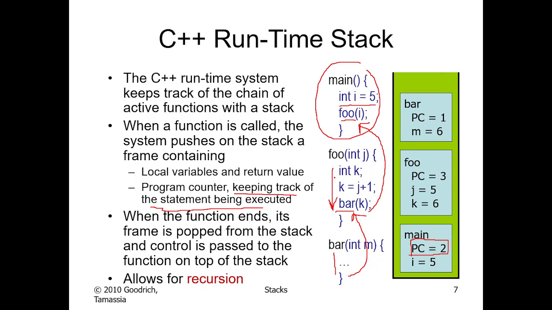Once you enter the function foo, function foo calls the bar function. That means all the local variables here need to have their values stored. We need to store the values of k and j. We need to push those onto the stack, and we need to store the value of the program counter for when this function bar is executed.